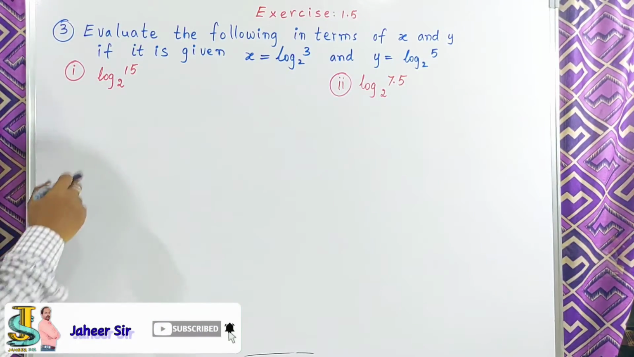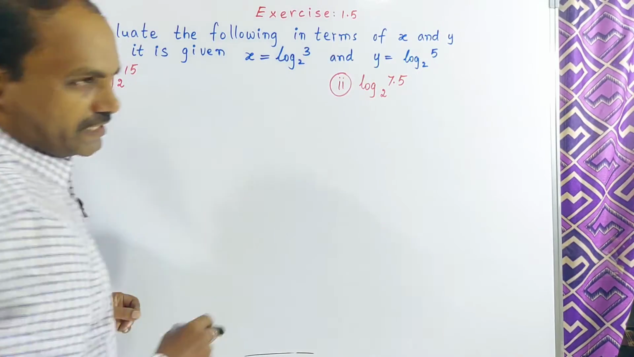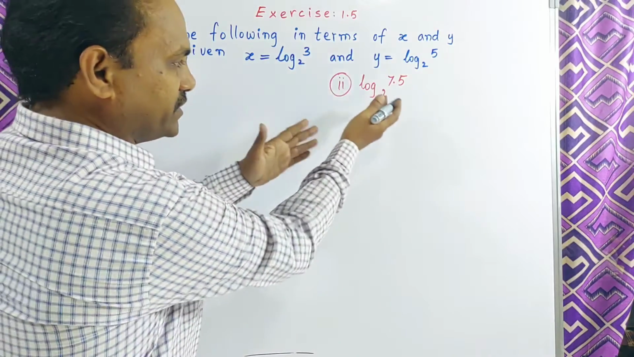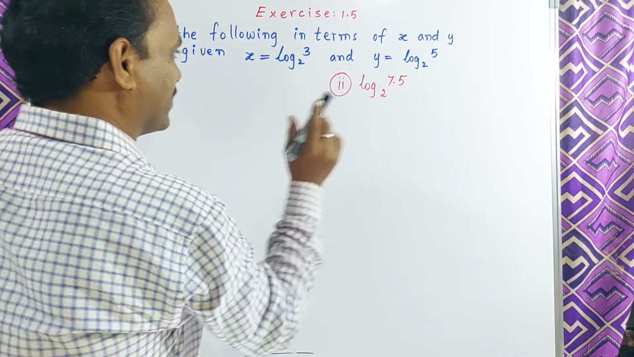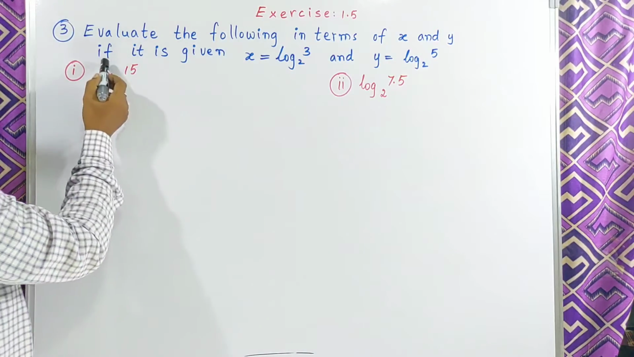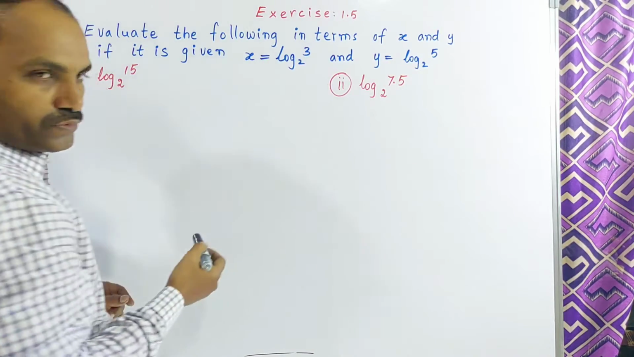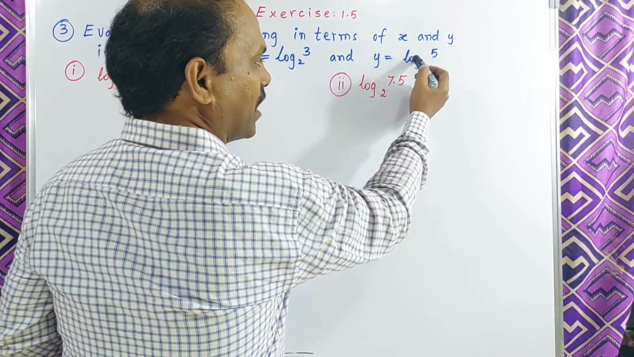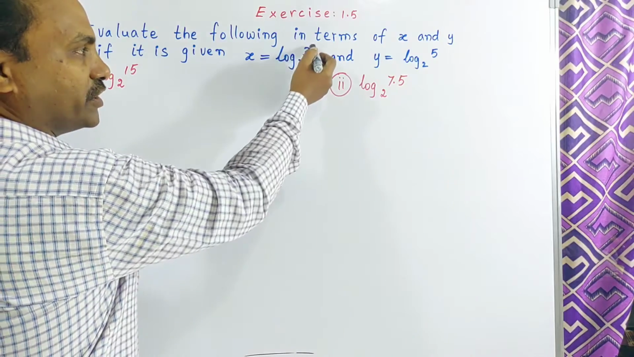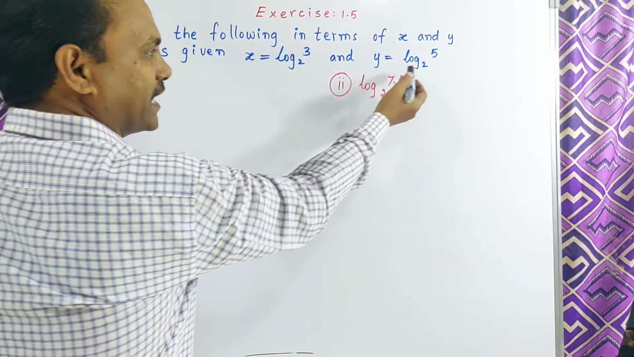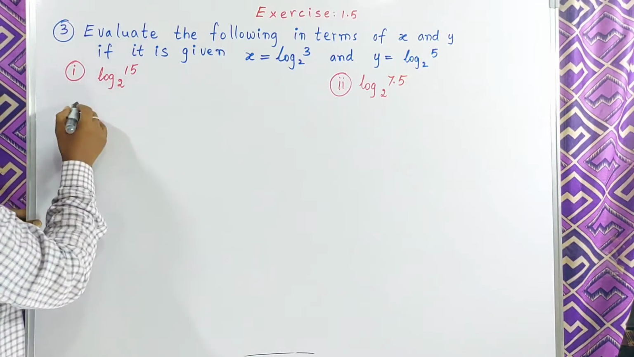So what is the third question? Look at that question. Evaluate the following in terms of x and y. We should find the values in terms of x and y, so we should substitute the x and y values. What are the x and y values? It is given that x equals log 3 to the base 2 and y equals log 5 to the base 2. We substitute log 3 to the base 2 equal to x and log 5 to the base 2 equal to y. Okay, now let us check the first one.